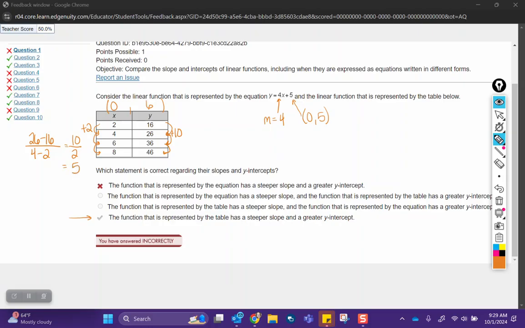So the table has a greater or steeper slope, right? 5 is bigger than 4, which means that slope would be steeper. And the y-intercept of the table was 6, and the y-intercept of the line was 5. So a steeper slope and a greater y-intercept.